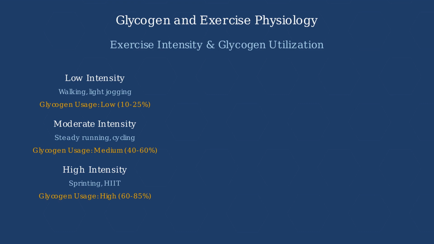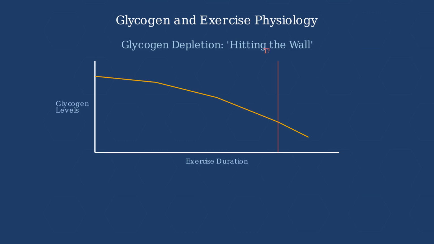mobilize fat quickly enough. A phenomenon known as hitting the wall occurs when glycogen stores become critically depleted during prolonged exercise. This typically happens around 90 to 120 minutes into high-intensity endurance exercise, when liver and muscle glycogen stores approach depletion. Athletes experience sudden fatigue, decreased performance, and mental confusion.